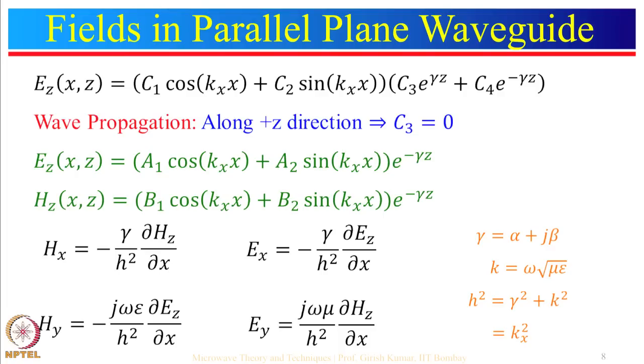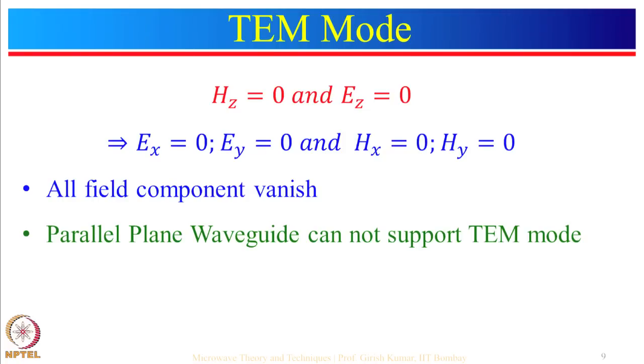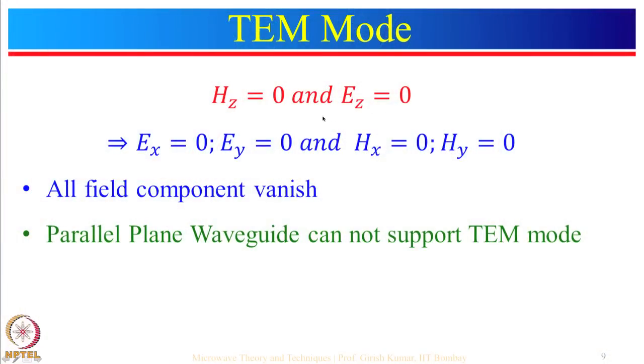Now let's see how different modes propagate in a parallel plane waveguide. First, let's see the TEM mode of propagation. TEM mode is a transverse electric and magnetic mode in which the electric and magnetic fields are transverse to the direction of propagation, or there is no electric and magnetic field in the direction of propagation. That means Hz is equal to 0 and Ez is equal to 0. Now by putting these values in the transverse field equations, we can find the transverse fields. By putting Hz equal to 0 and Ez equal to 0, we will get Ex equal to 0, Ey equal to 0, Hx equal to 0 and Hy equal to 0. It means all the field components are 0 in a parallel plane waveguide in TEM mode. If there is no field, then propagation of the electromagnetic wave will not take place, or we can say a parallel plane waveguide cannot support the TEM mode of propagation.